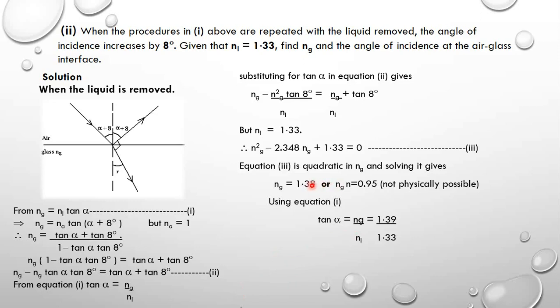This was supposed to be 1.39, not 1.38. It was an error here. So this is 1.39 over 1.33, and then we shall get alpha as 46.3 degrees. But remember, we want the angle of incidence at the air-glass interface, which is this air-glass interface. So we shall add alpha plus 8, which will give us the required value as 54.3 degrees.